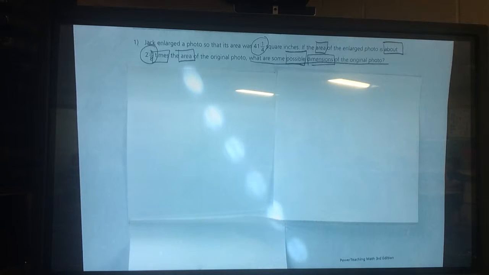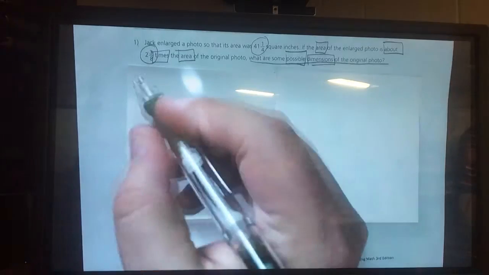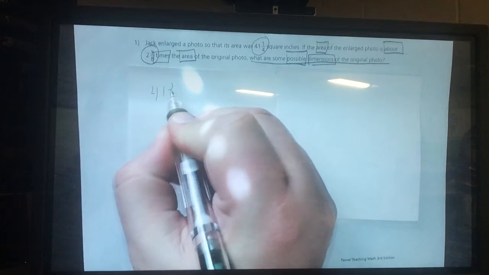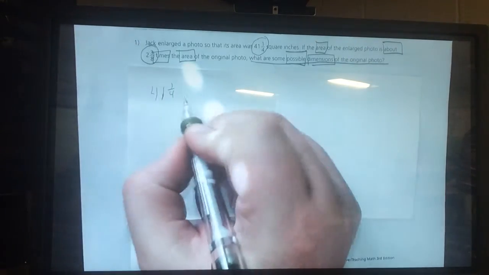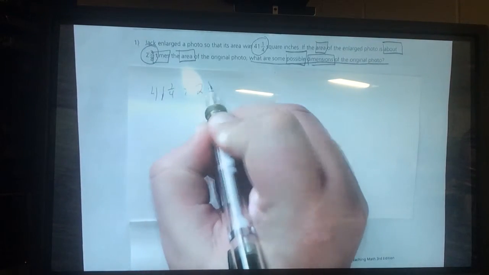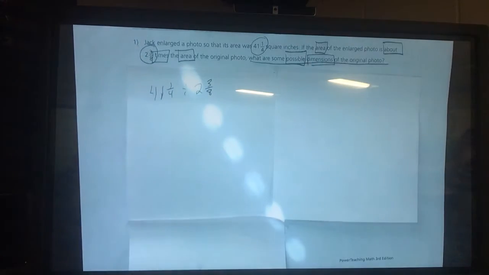So if I divide 41 1/4 by 2 3/8, I can get the original area. I can get the area of the original photograph. So that's what I'm going to do. I'm going to write down 41 1/4 inches square divided by 2 3/8 inches squared. And once I get my answer, my quotient, that's going to tell me the size of the original photograph. And then based on that, I can come up with my dimensions, the length times the width.